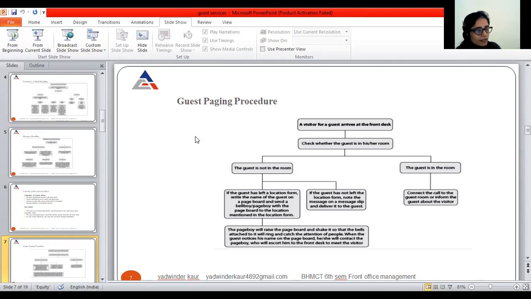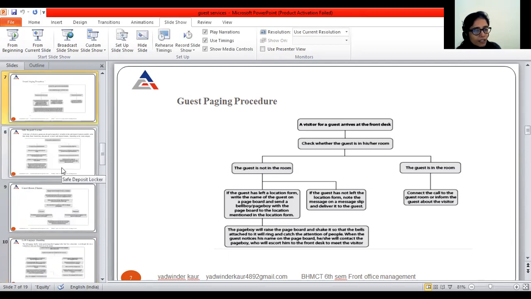So this is the main paging procedure which we have discussed. I hope you understand the paging procedure, students.